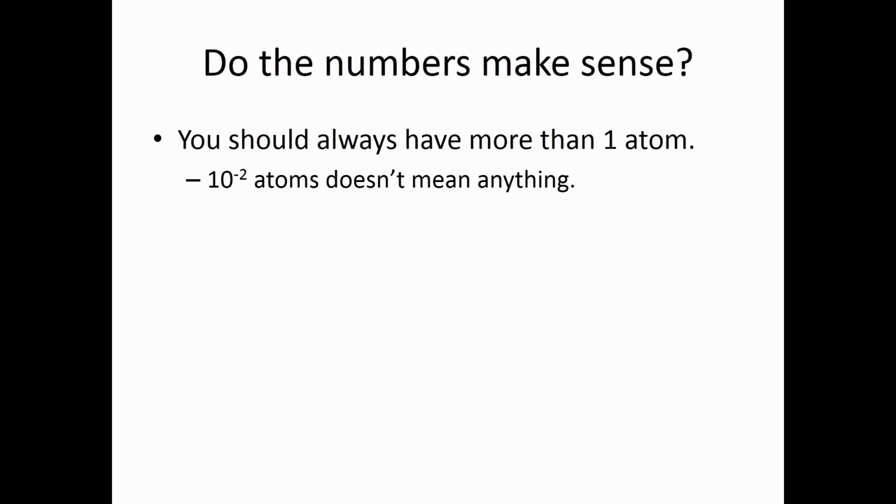Okay, the last thing we want to look at here, as we do these calculations, we can ask ourselves if the number makes sense. And when we're dealing with a number this big, there are some very easy ways to answer this question much of the time. If you're counting atoms, you should have more than one atom. If you have 10 to the minus 2 atoms, that does not mean anything. There's no way with this kind of calculation to have less than one atom. So make sure that you are getting that.